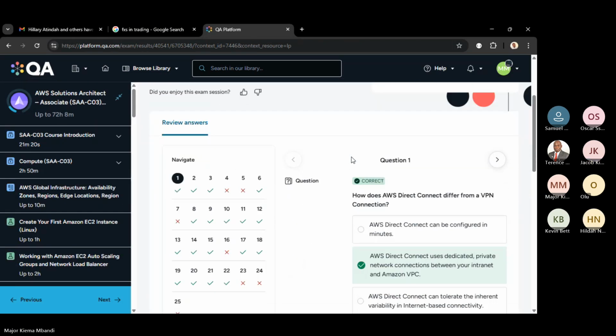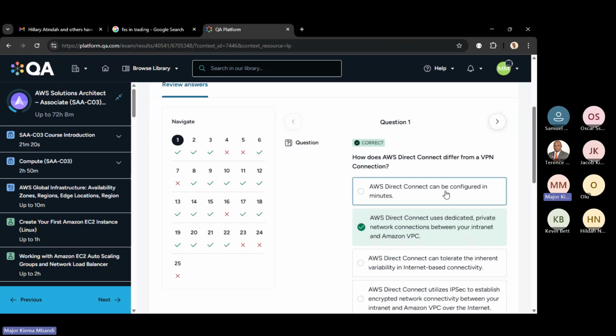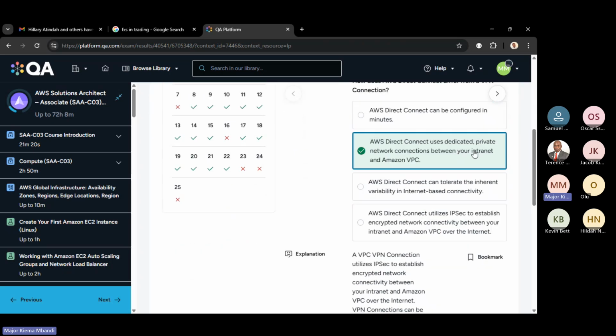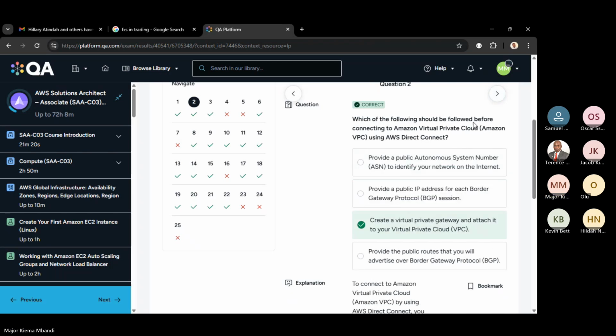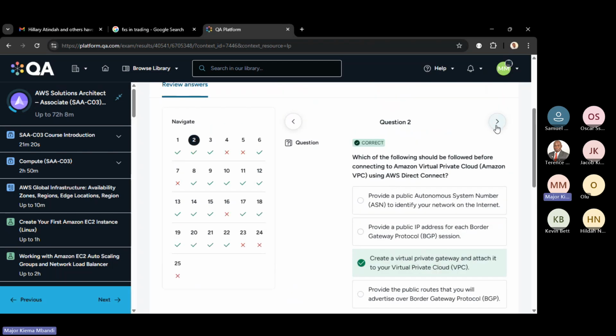Okay. So this one, let's just review maybe all of the questions, but mostly the ones that we got wrong. For question one, the answer was to use a dedicated private network connection between your intranet and Amazon VPC. So this is correct. We don't need to read the description since we got it right. And now we move to question 2 also.